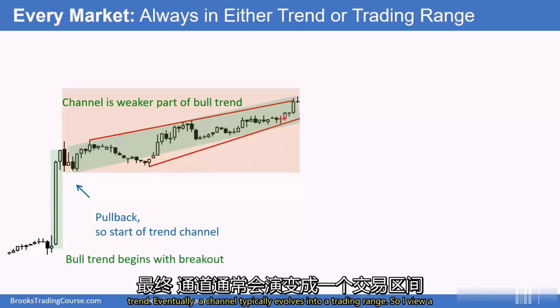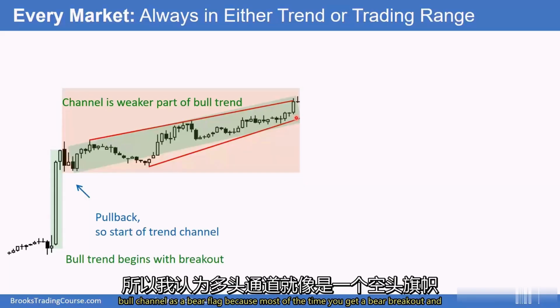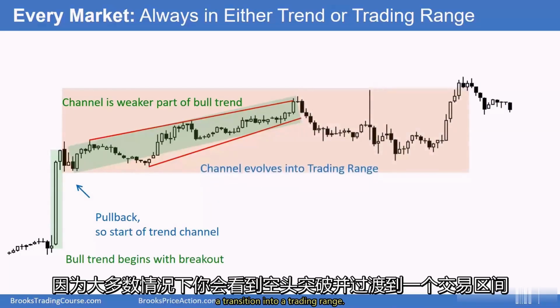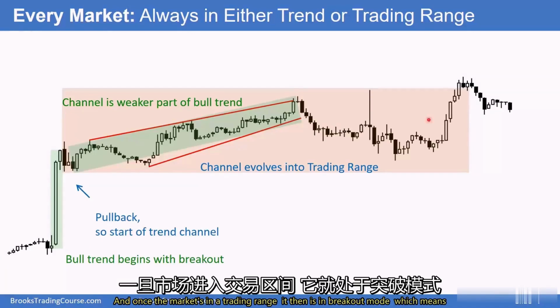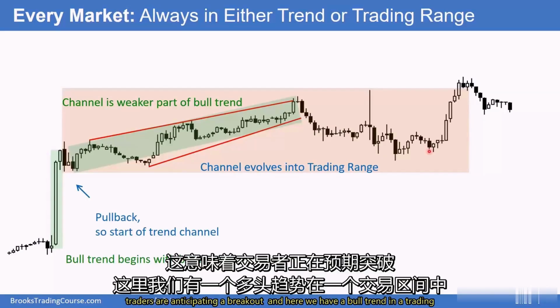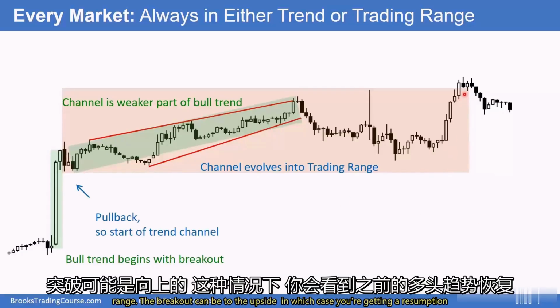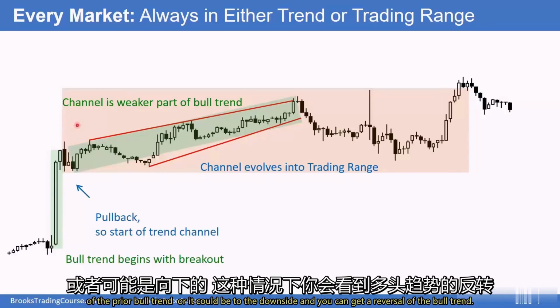Eventually, a channel typically evolves into a trading range. So I view a bull channel as a bear flag because most of the time you get a bear breakout and a transition into a trading range. And once the market's in a trading range, it then is in breakout mode, which means traders are anticipating a breakout. And here we have a bull trend and a trading range. The breakout can be to the upside, in which case you're getting a resumption of the prior bull trend. Or it could be to the downside, and you can get a reversal of the bull trend.